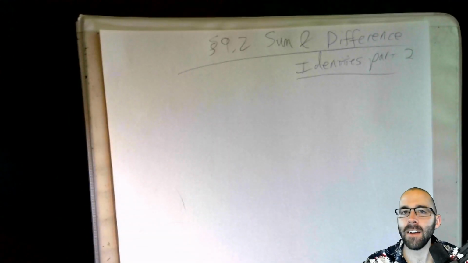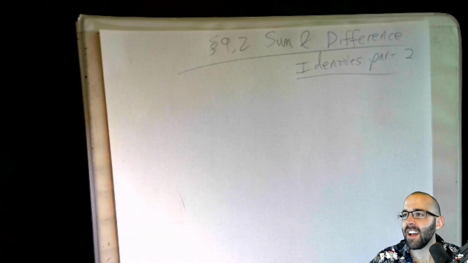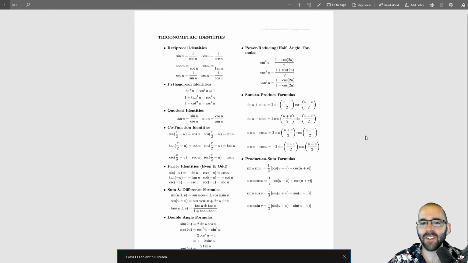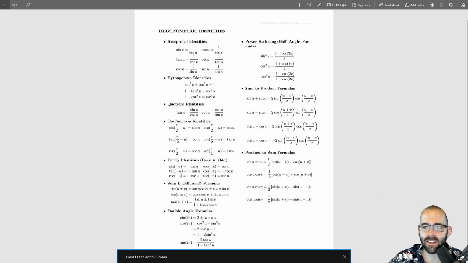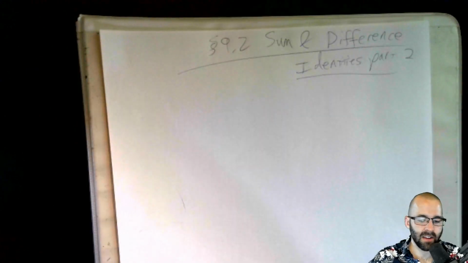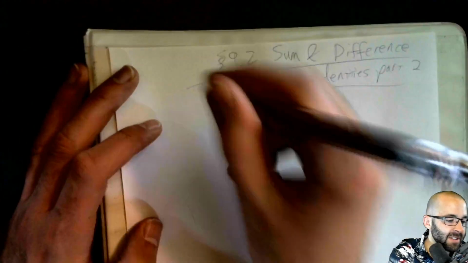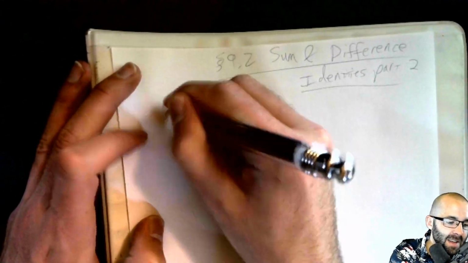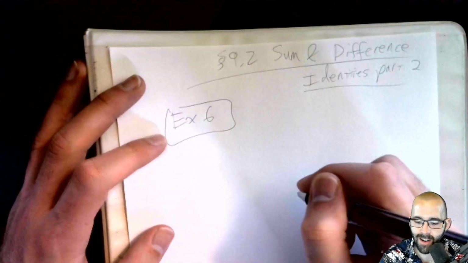So let's get started. If you remember, and if you don't remember, that's fine. Today we're talking about the sum and difference formulas. So we're doing part 2 of 9.2, which are all of these. And we used them a little bit, and now we're going to use them a lot. All right, so we're on example 6 in my notes. It'll be example 6 for you, whether you like it or not.